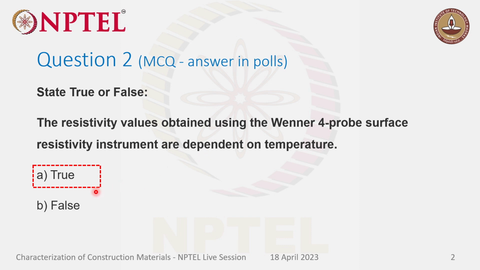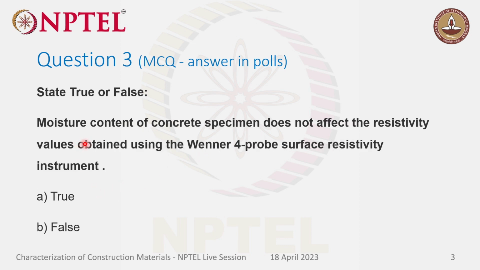It affects. So here is the next question. It's again about the Wenner 4-probe only. Moisture content of concrete specimen does not affect the resistivity values obtained using the Wenner 4-probe surface resistivity instrument. Is that so? Again, I'll start the timer for 30 seconds.